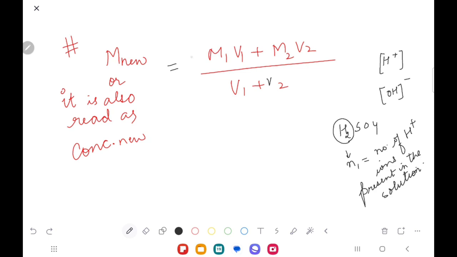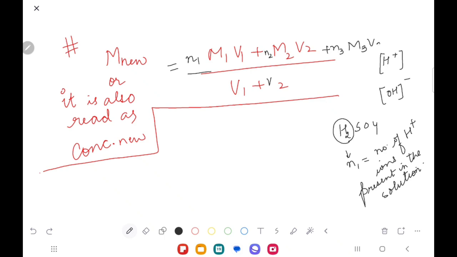So I could make out this formula as N1 M1 V1 plus N2 M2 V2 upon V1 plus V2. Are you understanding? So this is going to be my new molarity formula. Always remember, whenever you are mixing two substances, this formula can be elaborated up till 3, 4 and 5 substances, as much as you feel. Do you understand my point?